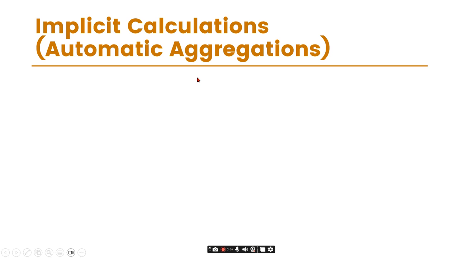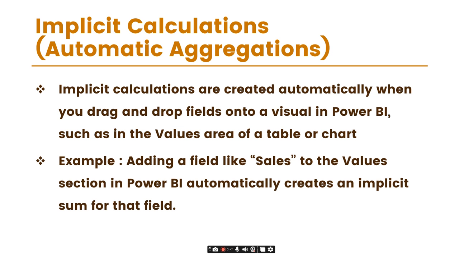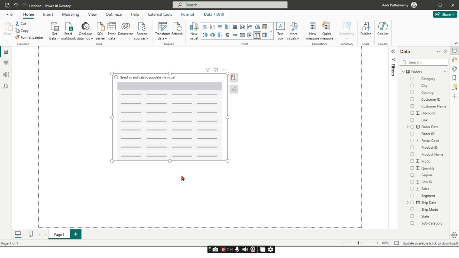Let's first understand completely about implicit calculations, and how they are automatically aggregated. Implicit calculations are created automatically when you drag and drop fields into a visual in Power BI, such as the values in the area of a table or chart. For example, if we drag a sales column into the visualization, we'll get this field aggregated. Let me show you how this happens.